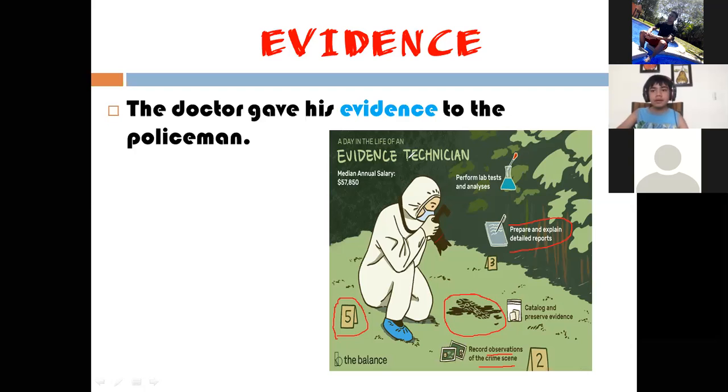Okay, in this case, this is an evidence technician. Imagine for the coronavirus, you need to get evidence to discover who is sick and who is not sick. And this is a big, big evidence. It's a huge evidence, in simple words. Okay, I found the evidence of a thief in the house. Yes. Good, Daniel. Nice example.